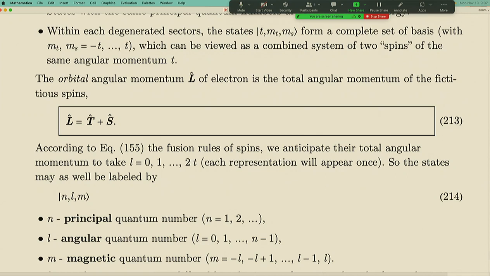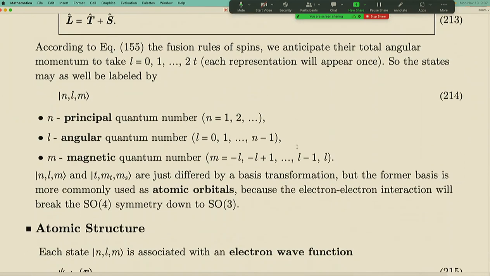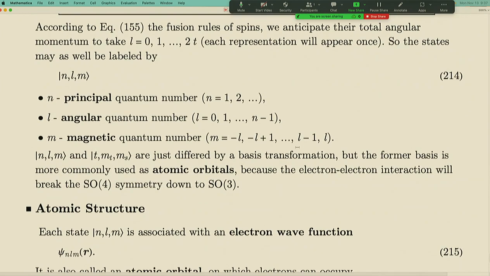N is called the principal quantum number. It's called principal because energy level is determined by n. Remember, energy goes like minus 1 over 2n squared. Like that, right? So that's the only quantum number that sets the energy level. And L is called the angular quantum number because it determines the total angular momentum, the size of the total angular momentum.